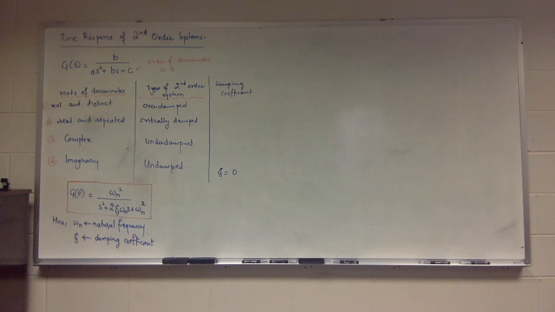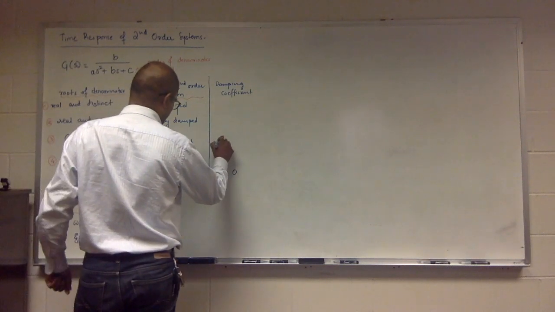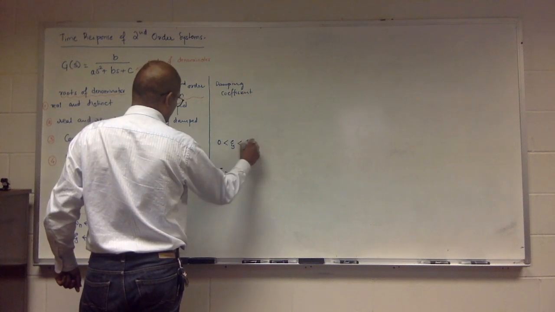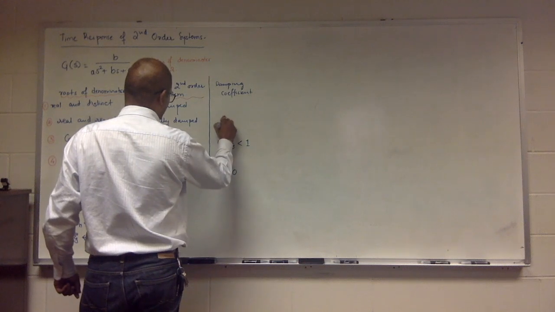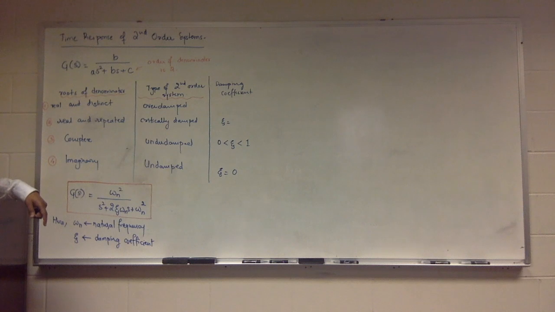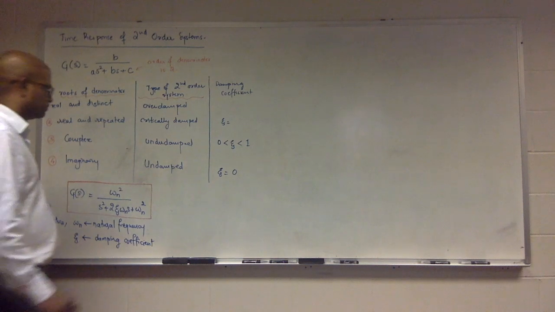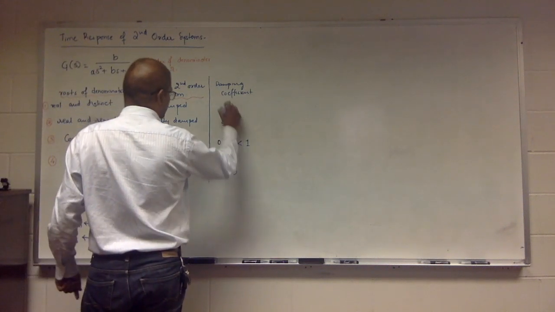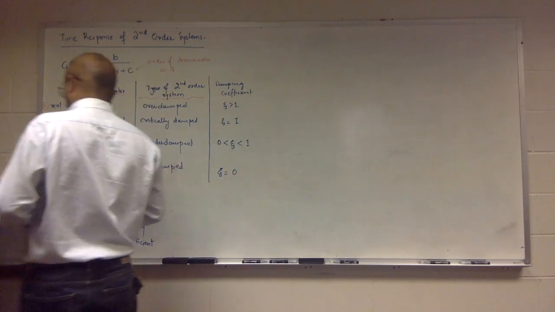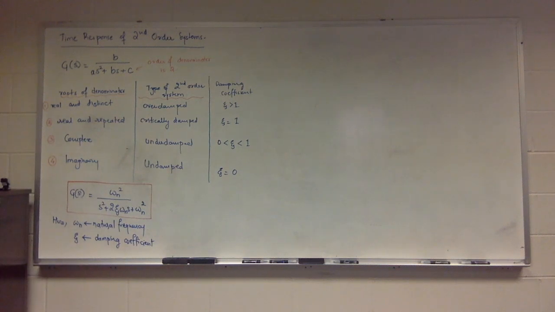What is underdamped? 0 to 1. Right. So it is 0 less than zeta less than 1. How about here? 1. This is anything greater than 1. Greater than 1. Okay.